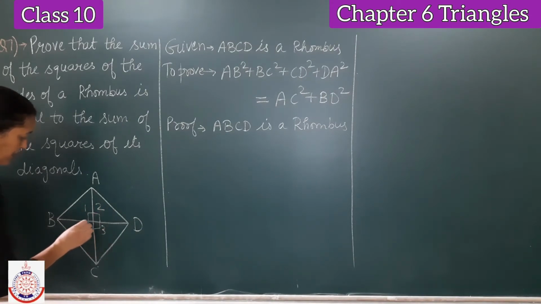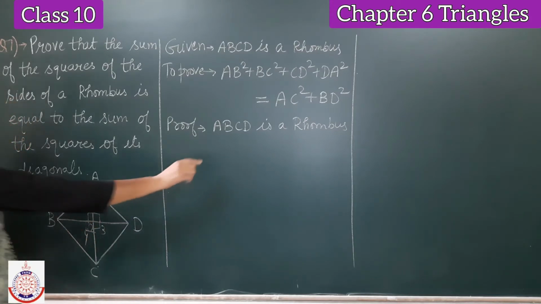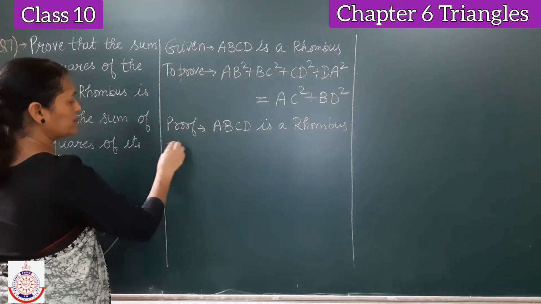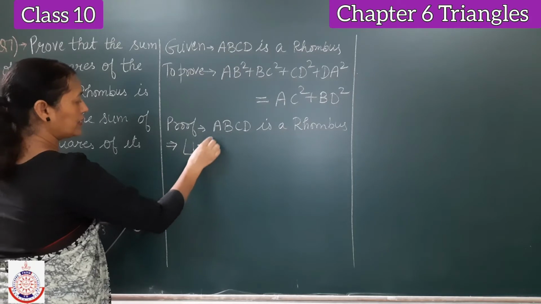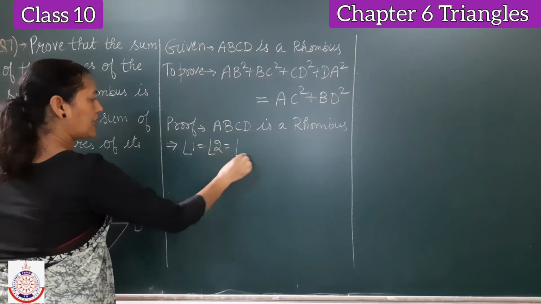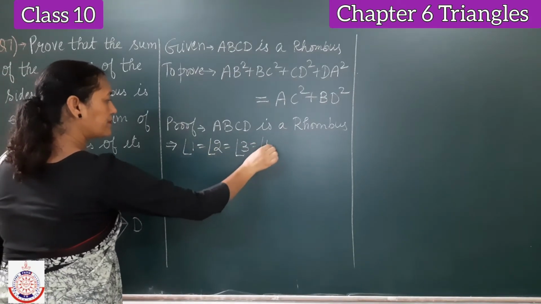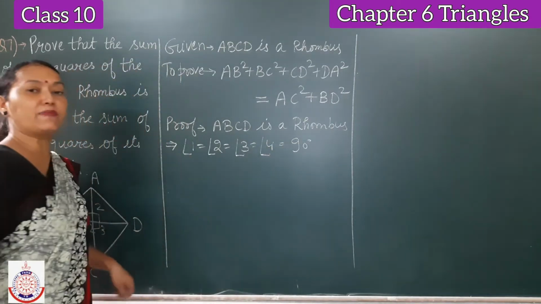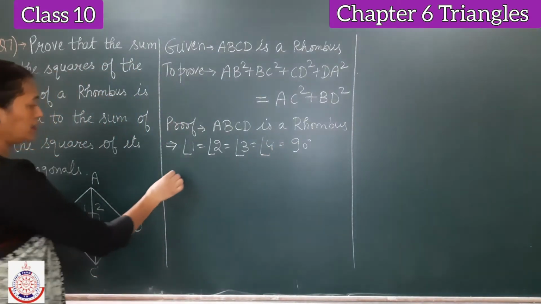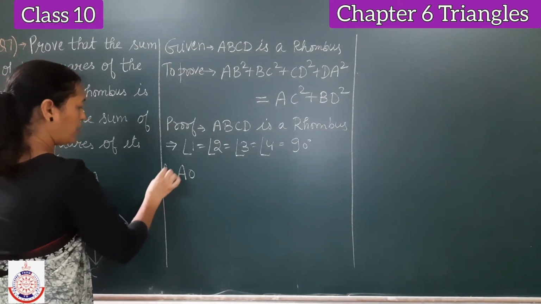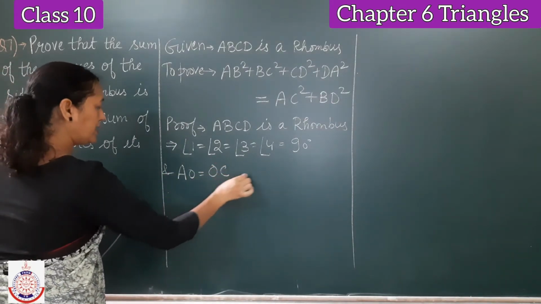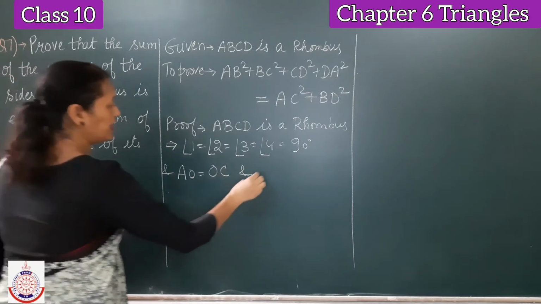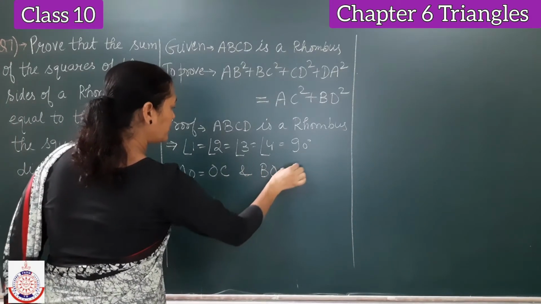Suppose we name the angles 1, 2, 3, 4. So the moment we say ABCD is a rhombus, we have got that all these angles are of 90 degrees. And diagonals bisect each other, means AO is equal to OC and BO is equal to OD.